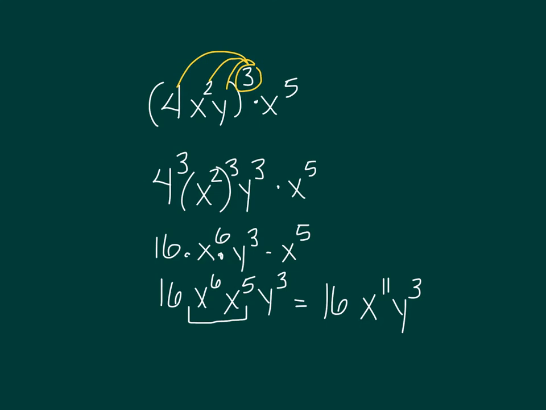Okay, so let's see if we can find one more example. How about we have x to the 3rd power times 2x squared, y to the 4th. Let's raise that to the 3rd power, and let's do another y value, and let's make that squared.